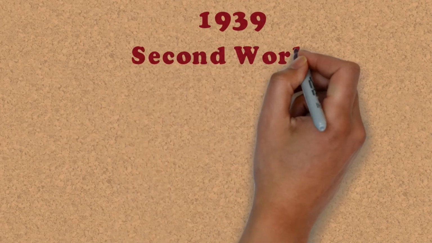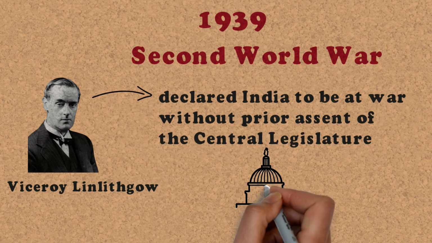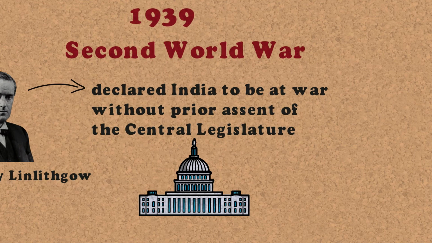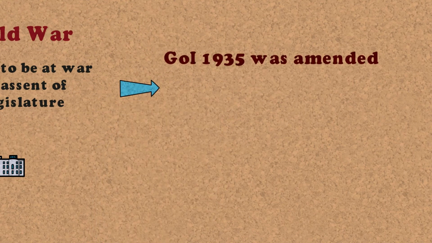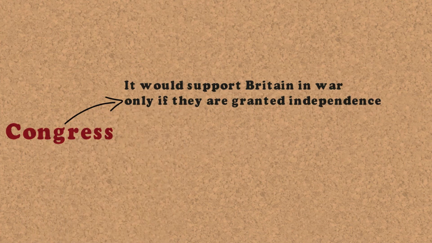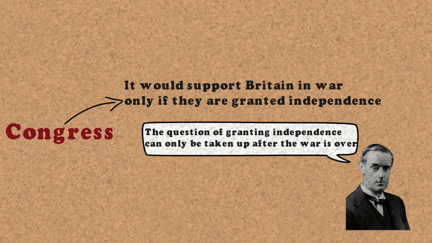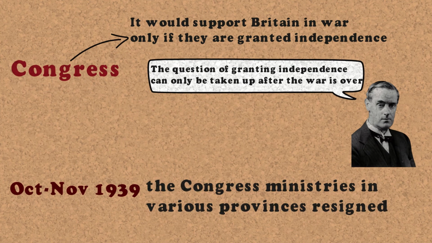In 1939, the Second World War broke out. Lord Linlithgow declared India to be at war without prior assent of the Central Legislature. The Government of India Act 1935 was amended and the central government was conferred with some emergency provisions. Provincial autonomy was restricted. Congress stated that it would support Britain in war only if they are granted independence. Viceroy stated that the question of granting independence can only be taken up after the war is over. So in October-November 1939, the Congress ministries in various provinces resigned.